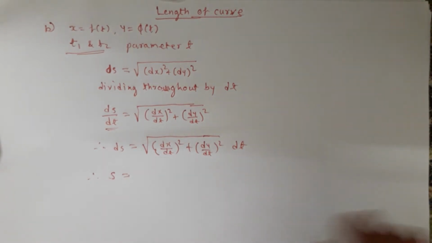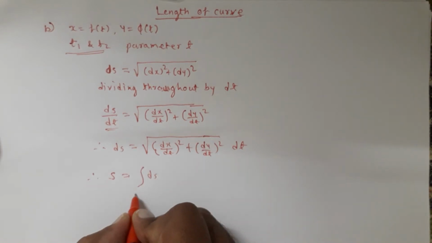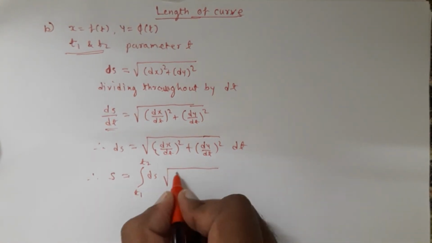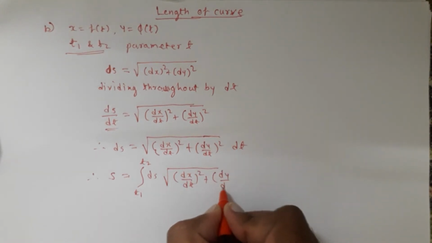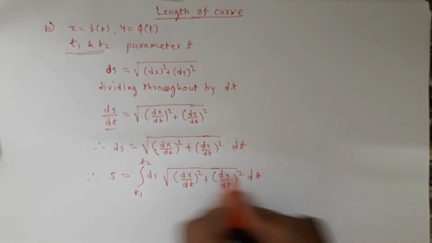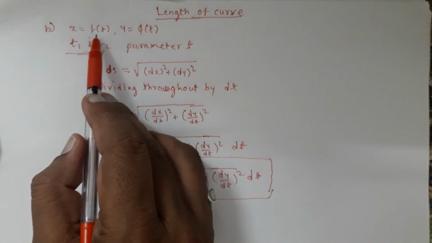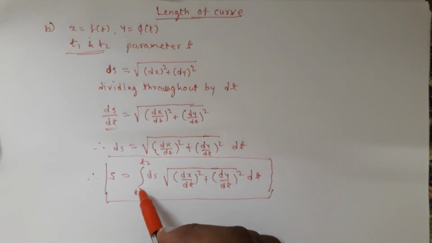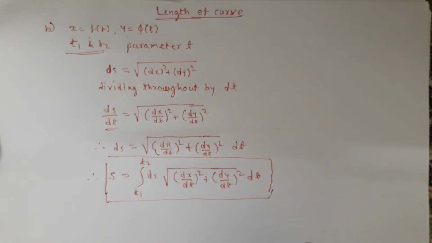Therefore the length of the curve s, which is the length between the two given points, is equal to the integration of ds in limits, parameter t1 to t2, root of (dx by dt) square plus (dy by dt) square into dt. So this formula gives us the length of the given curve, which has the equation x is equal to f of t, y is equal to phi of t, meaning it is given in parametric form for the parameter which has the values t1 to t2. The formula is like this.